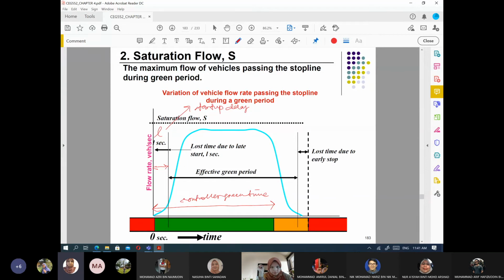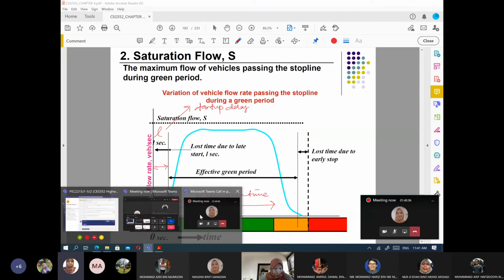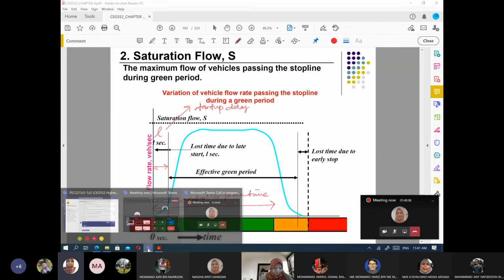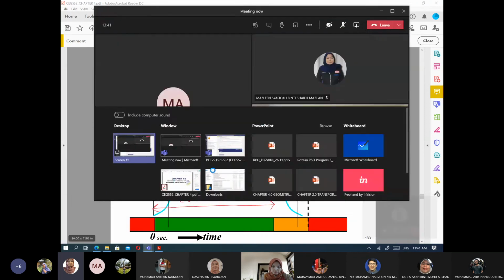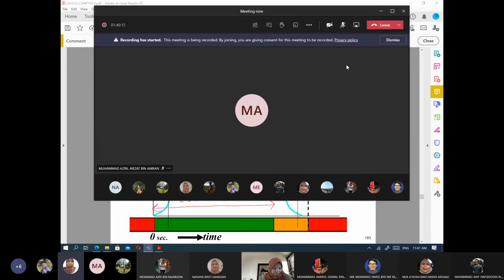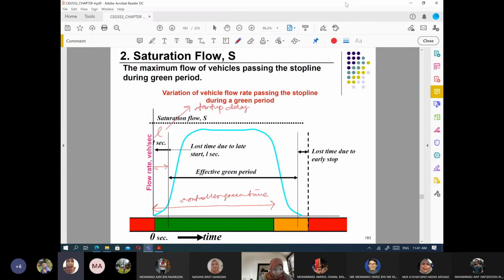As for the effective green time, it is what actually takes effect when you are on site, on the road, when you are actually passing the intersection, right? Oh, my screen is a bit slow to appear. Okay, effective green. So can you look at this effective green time?